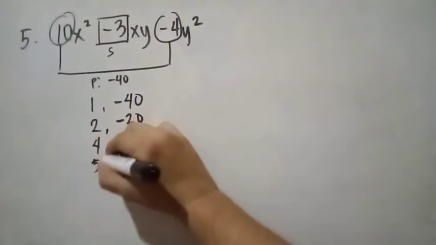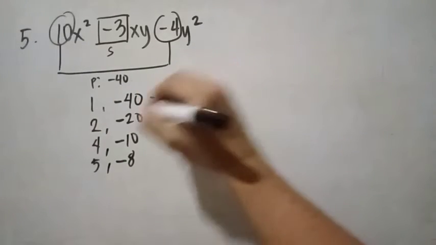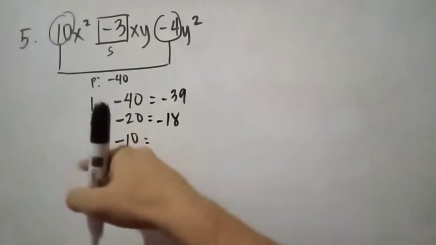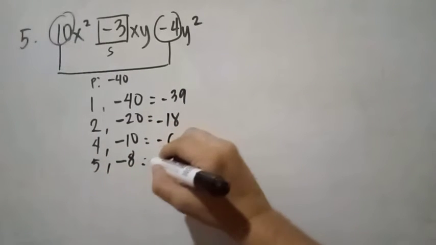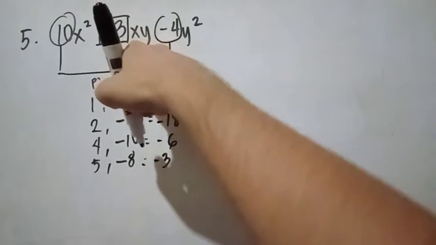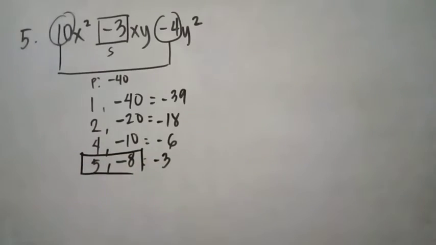Next, kunin na natin yung sums nila. So, 1 plus negative 40 is negative 39. 2 plus negative 20 is negative 18. 4 plus negative 10 is negative 6. And 5 plus negative 8 is negative 3, which is nag-equal siya dito. Okay? So, ito yung dalawang numbers na kailangan natin.